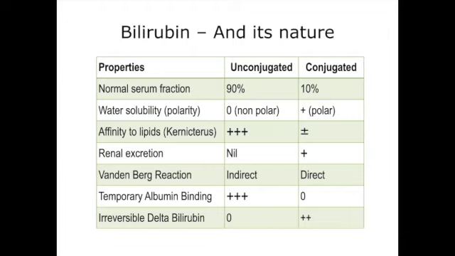Unconjugated bilirubin has a high affinity for lipids. But conjugated bilirubin, being a polar molecule, has no affinity to lipid, so there is no risk of kernicterus in conjugated hyperbilirubinemia. Conjugated bilirubin is excreted through the kidney, and it gives a direct Van den Bergh reaction. If there is long-standing biliary obstruction, conjugated bilirubin can form a covalent bond with albumin, known as delta bilirubin. So it may not clear till the albumin is remaining in the system. Even if we have done a drainage procedure, this patient can have jaundice remaining for a long time.